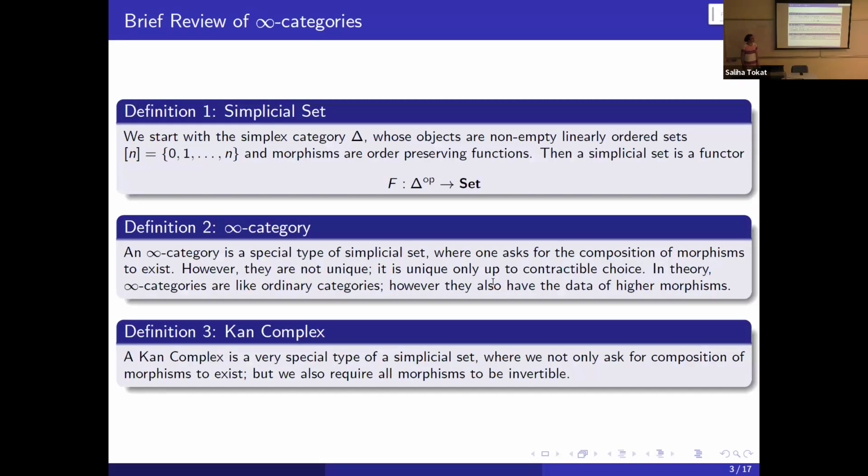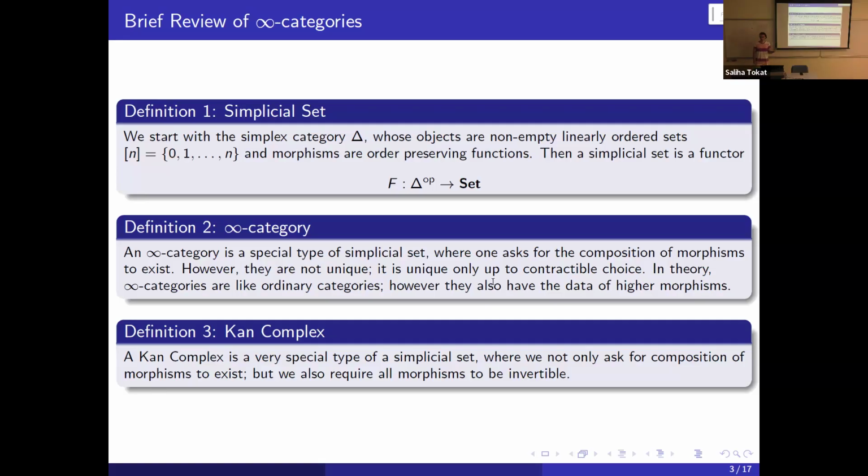So for infinity categories, we need to start with the simplex category, whose objects are linearly ordered sets, and morphisms between the objects are order-preserving functions. A simplicial set is then a functor from the opposite category of the simplex category to the category of sets. An infinity category is a special type of simplicial set where we can define that all compositions exist, but compositions, unlike in an ordinary category, are not unique, but they are unique up to contractible choice. I will get to that.